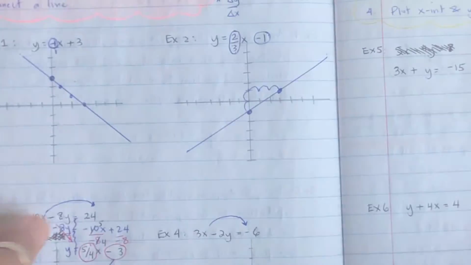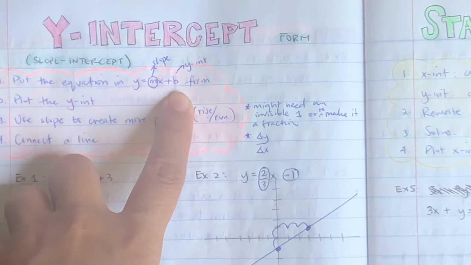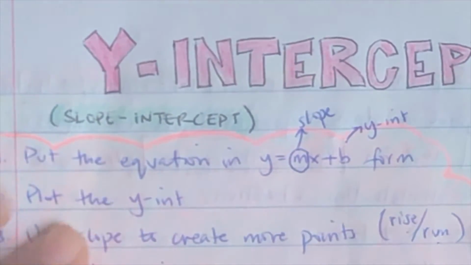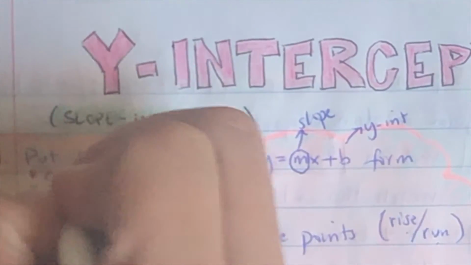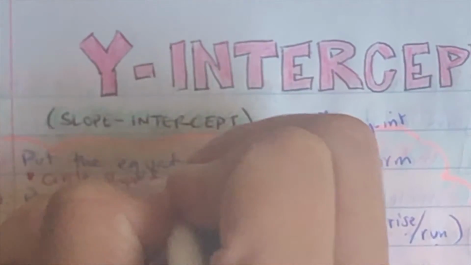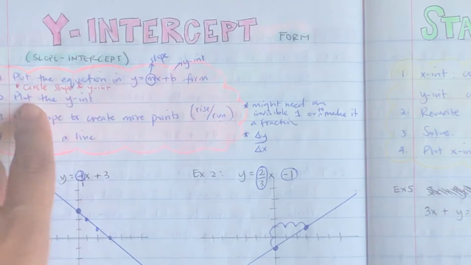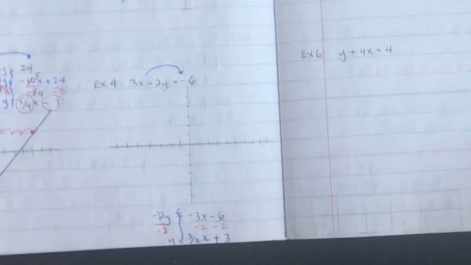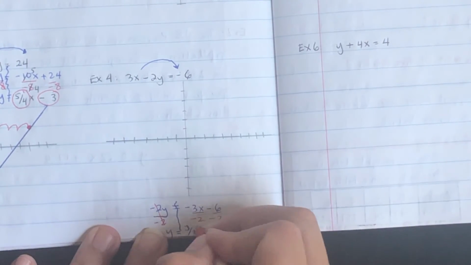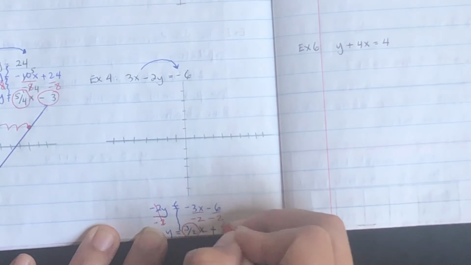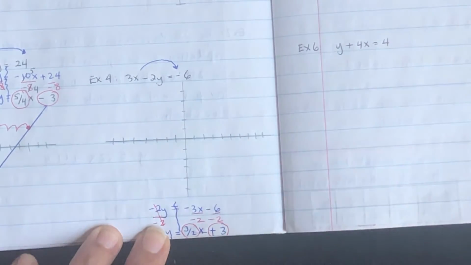Plot the y-intercept. So I need you to circle, I guess I should write it in here. Circle slope and y-intercept. I want no excuses, okay, for you getting this wrong. So circle slope and y-intercept. So my slope is next to the x, circle it. My y-intercept is the number by itself.